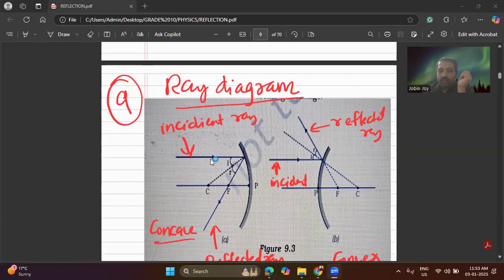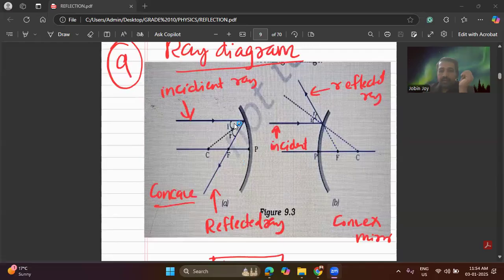You should draw rays like this based on the question. You have to draw rays like this. When you draw the ray diagram, this law is very important. We know this law. What is this? I is equal to R. Angle of incidence will be equal to angle of reflection. So we will discuss the ray diagram of two mirrors, such as concave mirror and convex mirror.